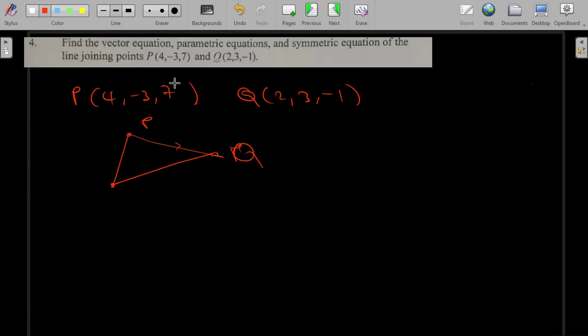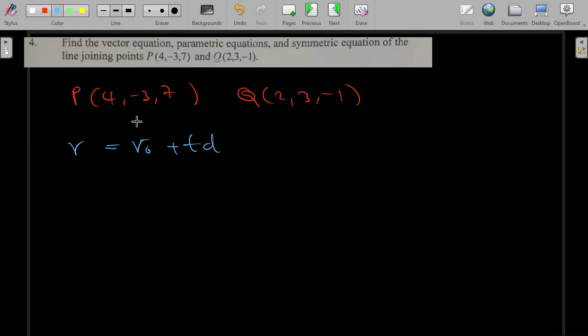So now they're telling us to find the vector equation of that. So how do we do that? To find the vector equation, you always want to note that the vector equation is given by r equal to r naught plus td. The r naught is just your starting point, whatever point you pick on that vector.